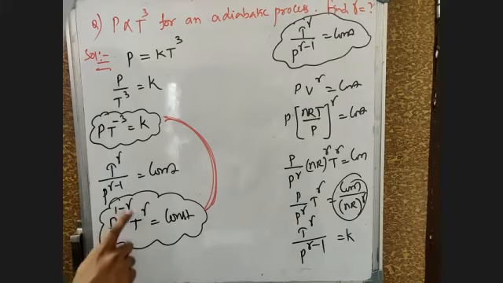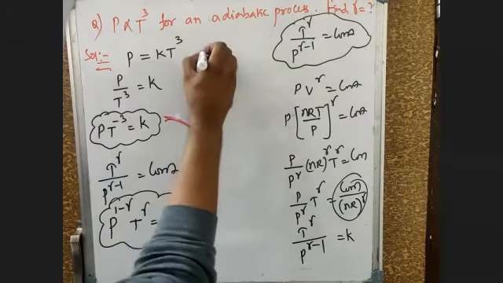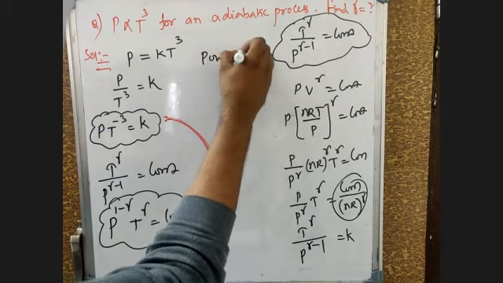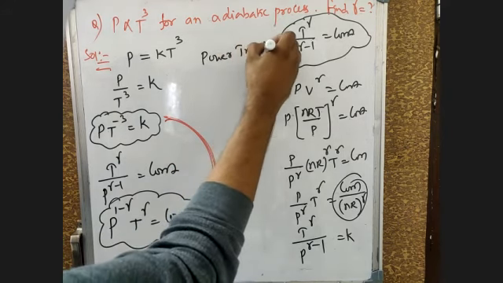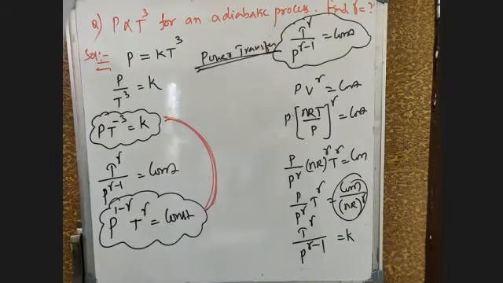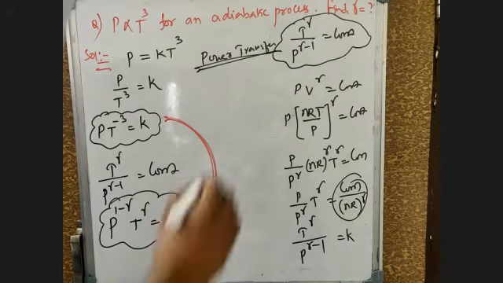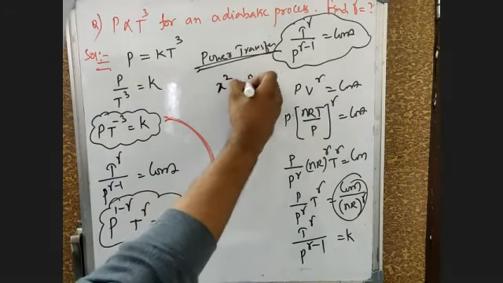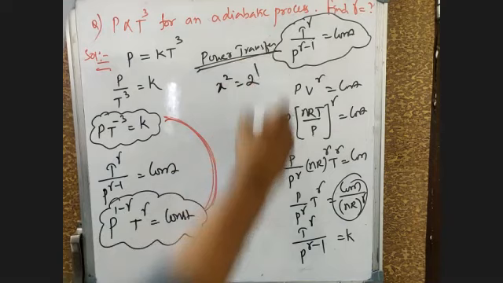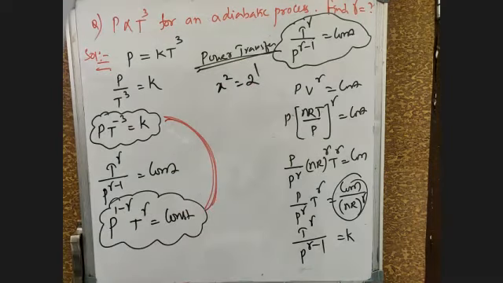Now I need to transfer the powers. P to the power of 1 minus gamma, t to the power of gamma is equal to constant. I am transferring the powers. How do you calculate the power transfer? Basic mathematics. See here, if I am going for power transfer, x square is equal to 2 to the power of 1.